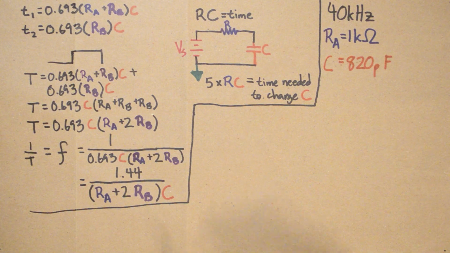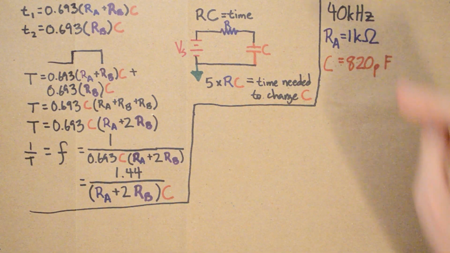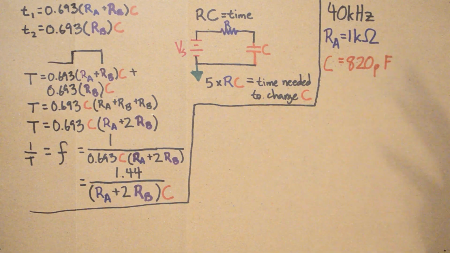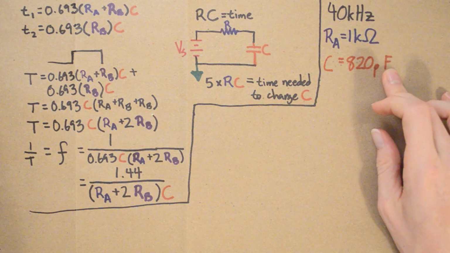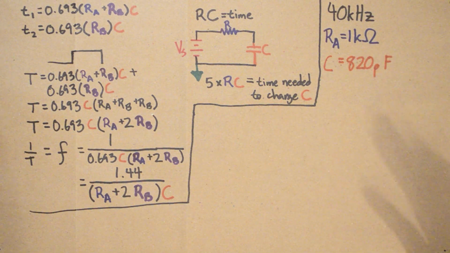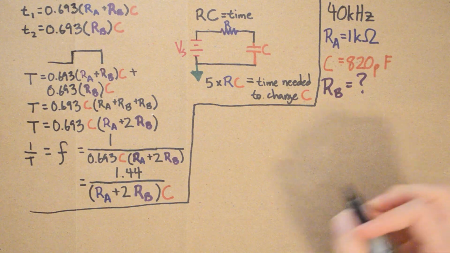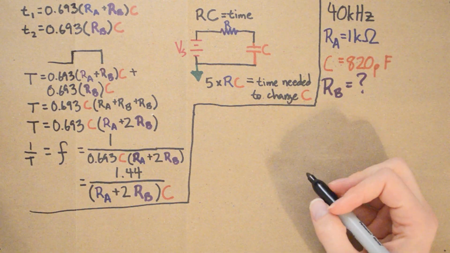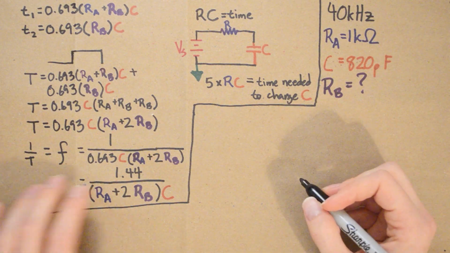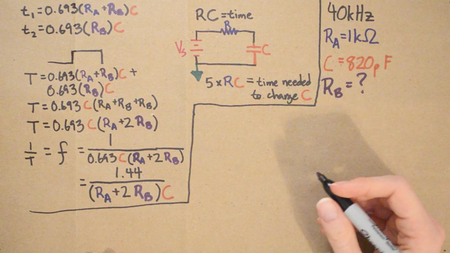This is just what I'm using in this instance because I had a bunch of these and I just got this to work. I have my frequency target. I know what I want RA to be, or try to be, and I have a bunch of these capacitors. So now I just got to figure out what to do with RB. So I know I want my frequency to equal 40 kilohertz.